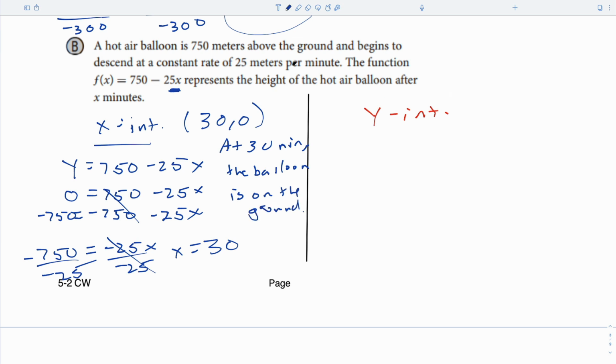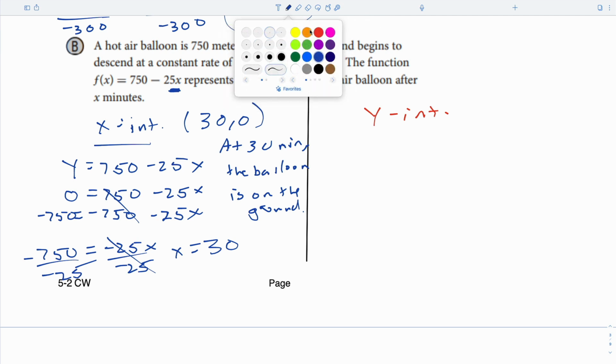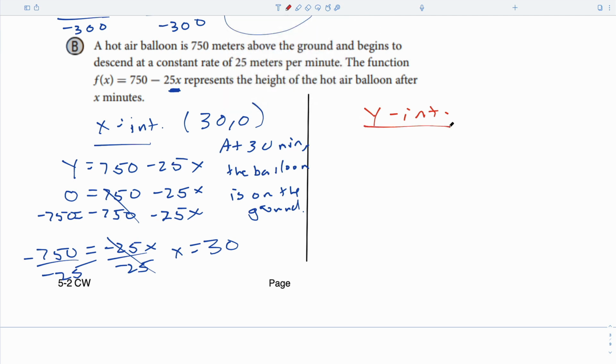And the y-intercept, what's your answer for that one, Ava F? $750. Y equals 750. Minus 25 times 0, so that one is just 750. Your point is what, Ava F? And what does that mean in the real world? Give me a statement.